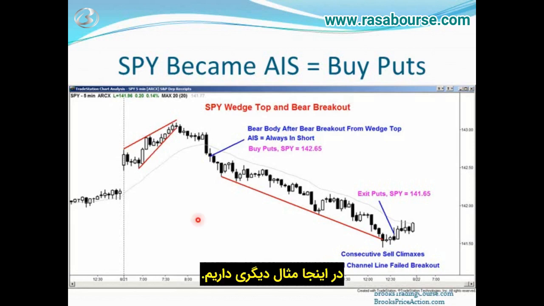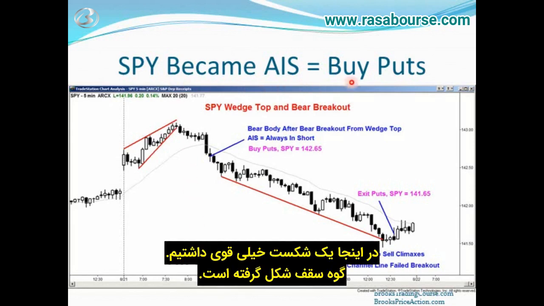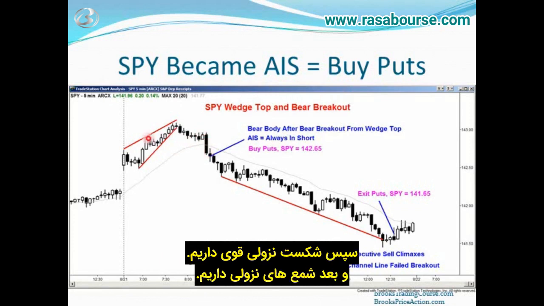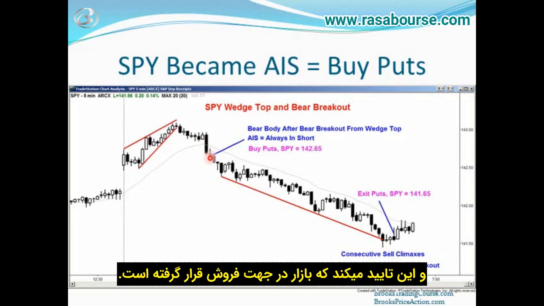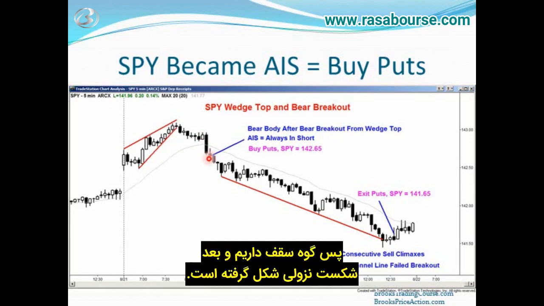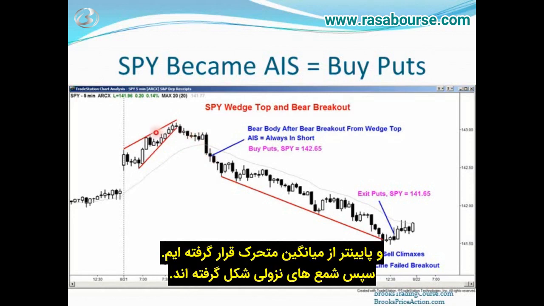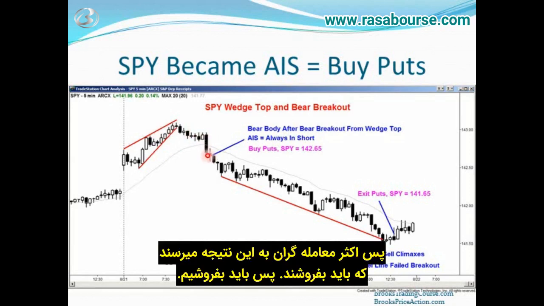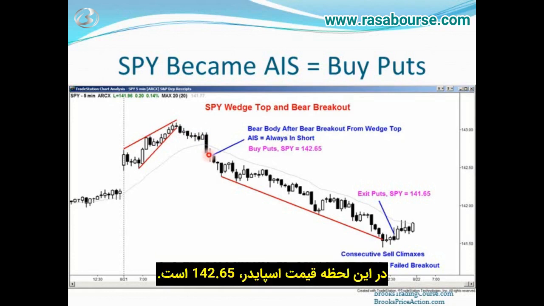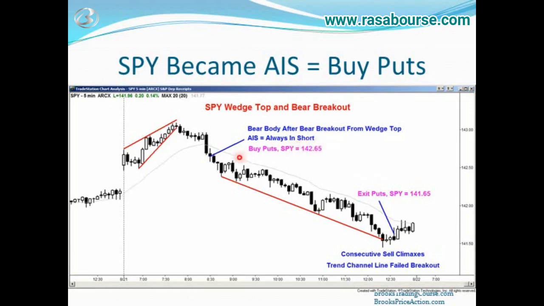Here's another example. Over here, the spider had a very strong breakout, a wedge top, very strong breakout, follow through bar, and that probably confirms the always in short. So we have a wedge top, a bear breakout below the moving average, and a follow through bar. Most traders would say, yeah, it's going to go short. Okay, it's a short.